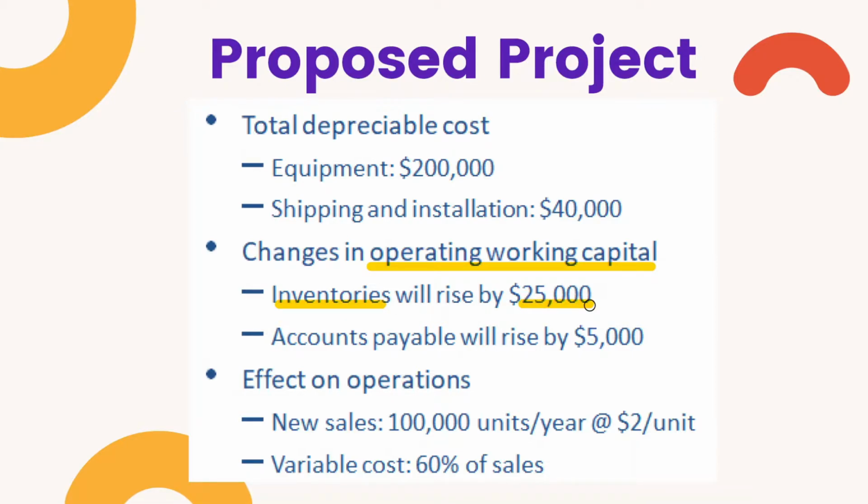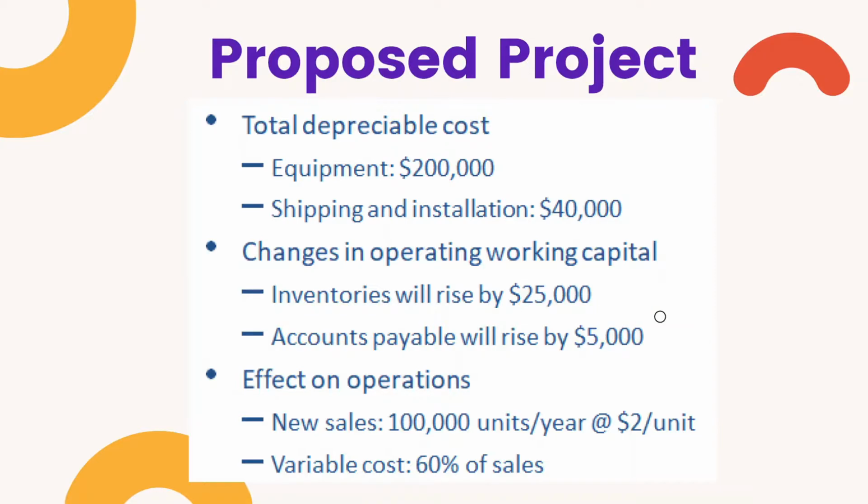$25,000. When a company purchases raw materials from the suppliers, the company receives trade credit from the suppliers. The accounts payable will increase by $5,000. Both are short-term operating assets and short-term operating liabilities. We can net them out using $25,000 subtracted by $5,000. The net operating working capital for the project will be equal to $20,000.